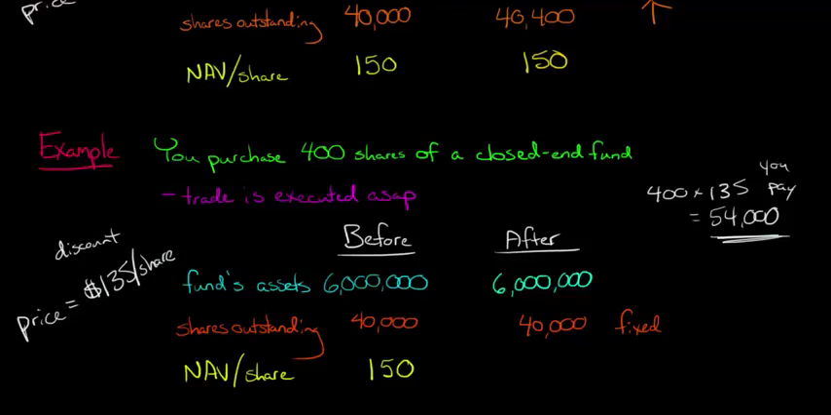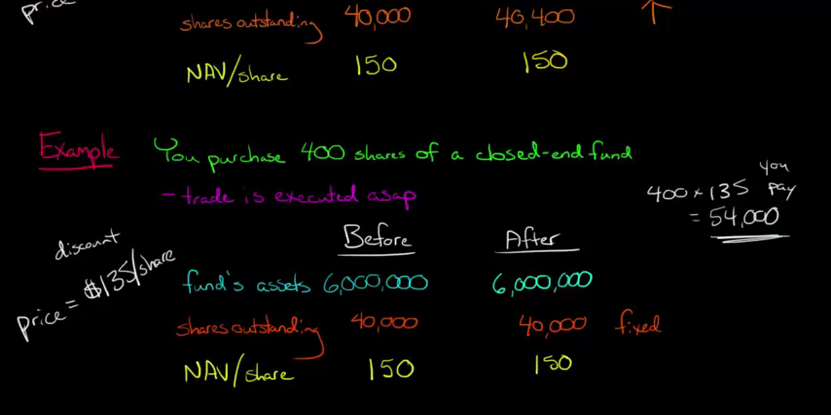The stocks that are being managed go up in value. But our transaction doesn't affect the fund's assets at all, right? The capital we paid goes to another investor, not to the fund. So the net asset value per share right now, as a result of our transaction, nothing has changed. It's still $150 net asset value per share.